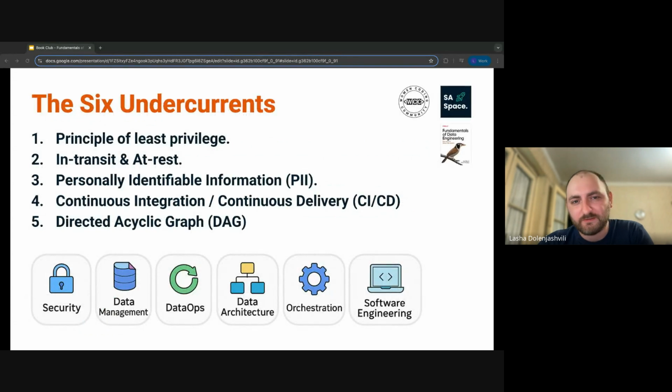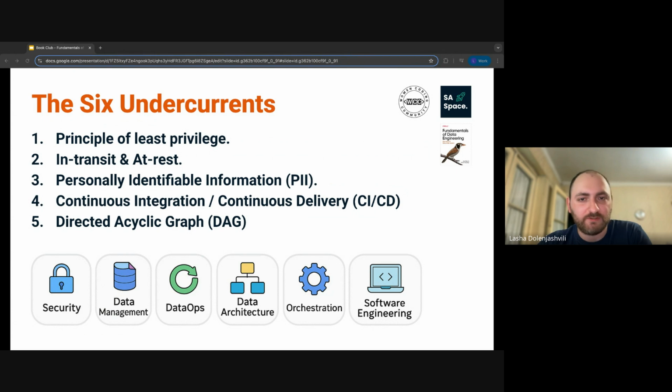So we discussed the core stages of the data engineering lifecycle, but we also need to discuss these 6 undercurrents. The lifecycle stages are what we do, but the undercurrents are how we do it successfully and professionally. And as I mentioned before, these are continuous disciplines. It's not that we do it one time and it works throughout the lifecycle.